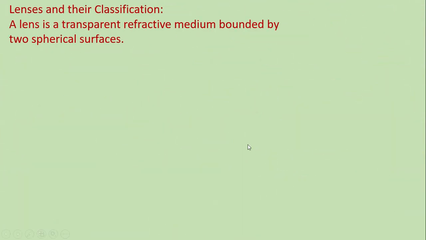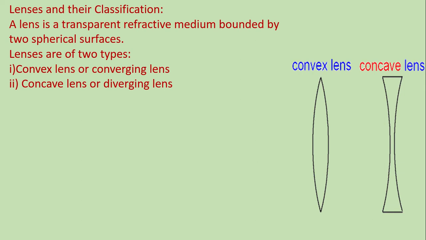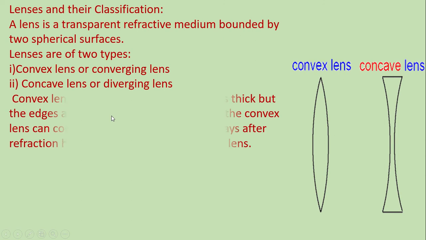Dear students, here is the definition of lens. A lens is a transparent refractive medium bounded by two spherical surfaces. And you know, lens is of two types: convex lens or converging lens, and concave lens or diverging lens. That means diverging lens is another name of concave lens. Look here at the picture of convex lens and concave lens. So let's know the definition of convex and concave lens.